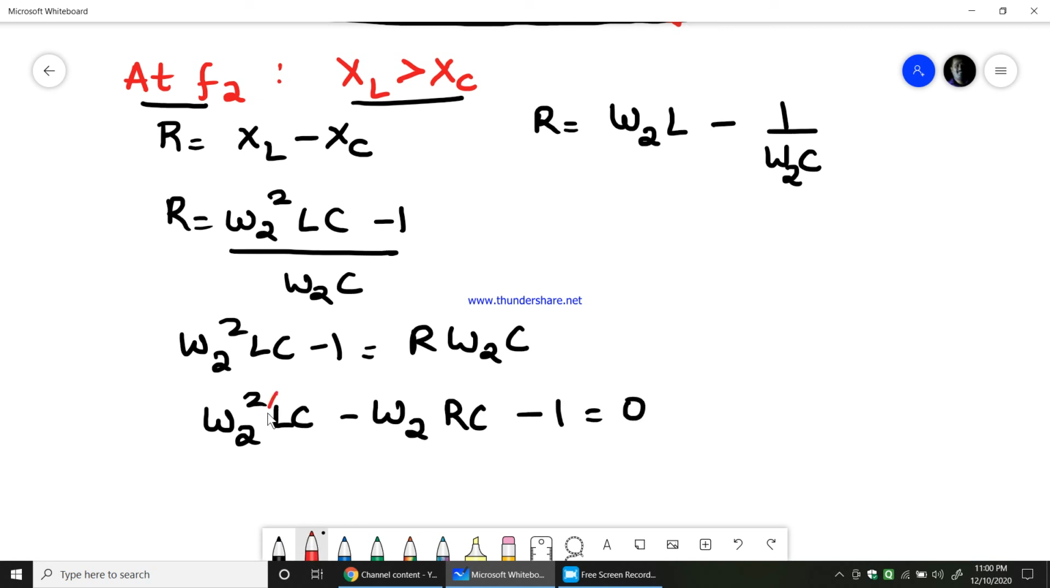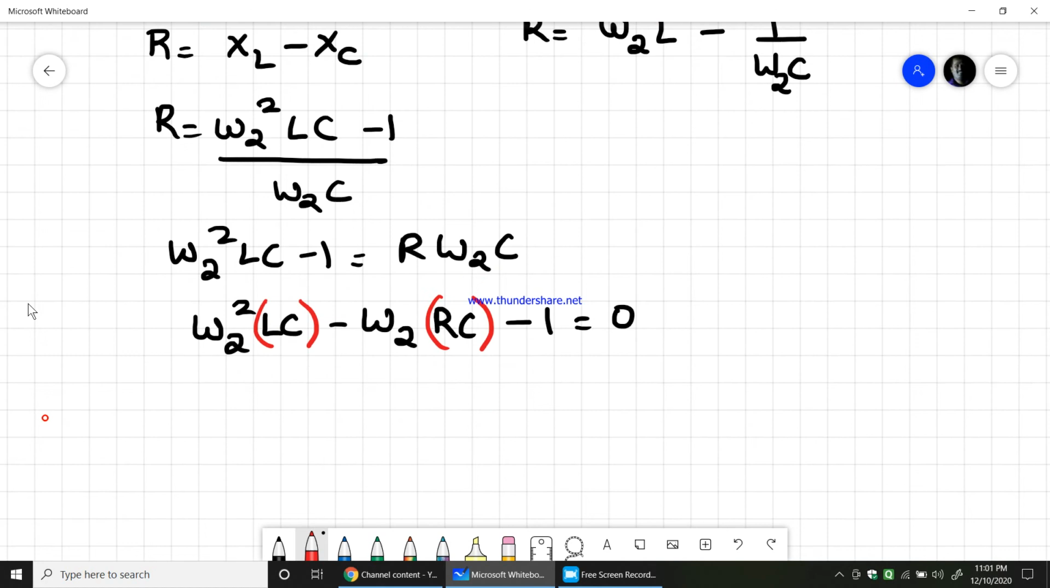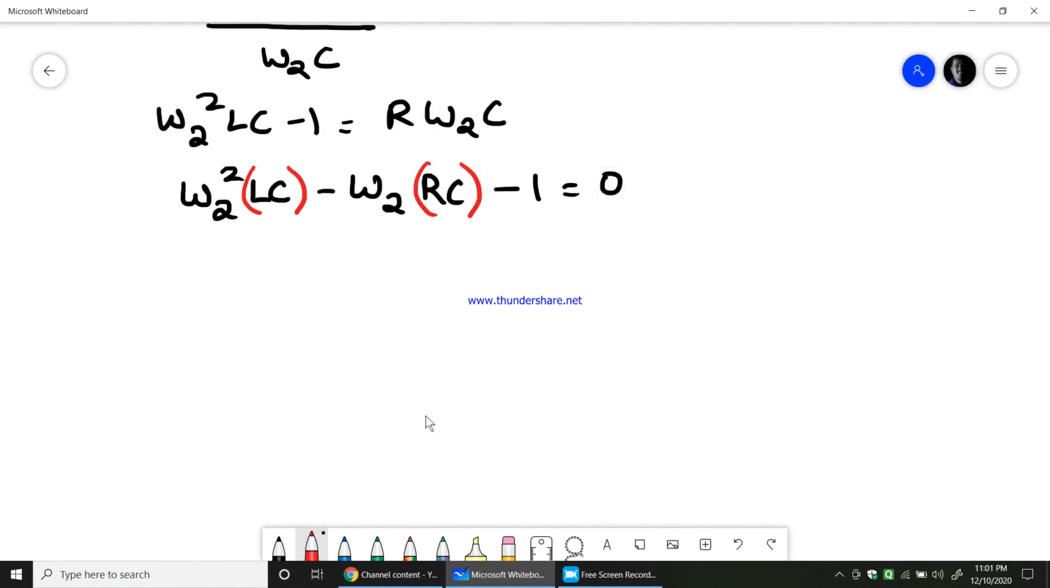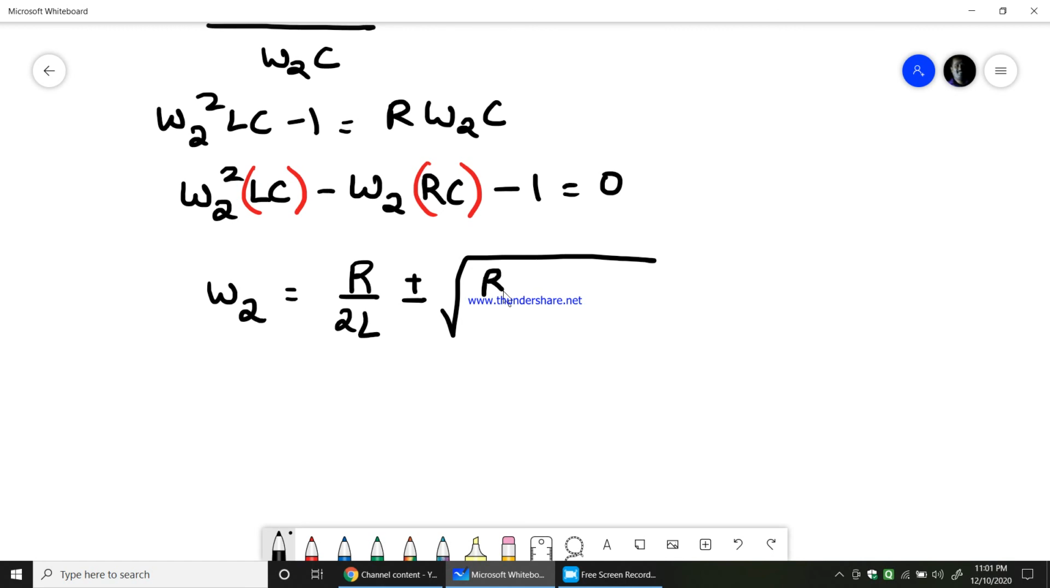Here again we got a quadratic equation in terms of omega. Therefore you find the roots for this like how we did for omega 1. We derive in the same way, so I'm just writing the direct root. Omega 2 would be equal to R by 2L plus or minus square root of R by 2L the whole square plus 1 over LC.